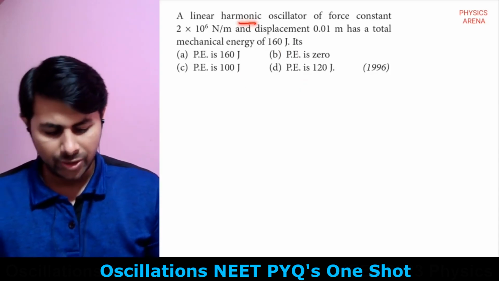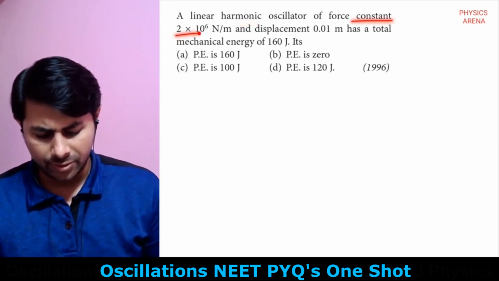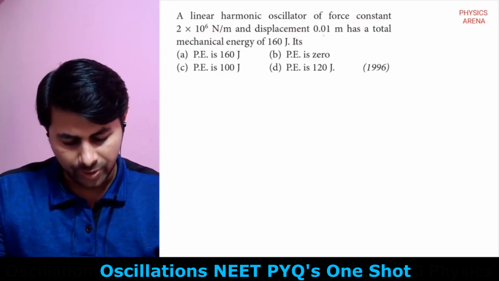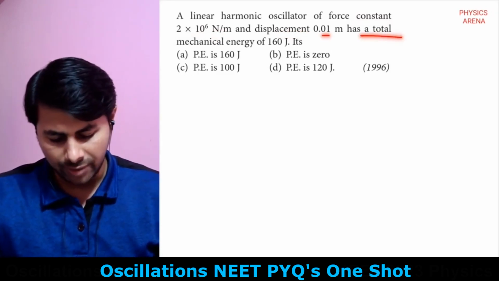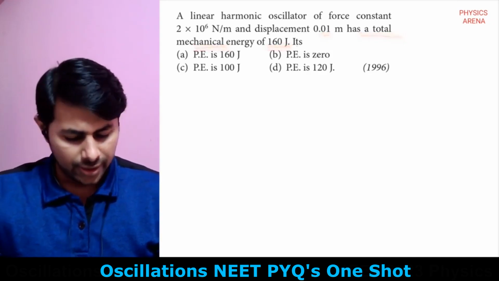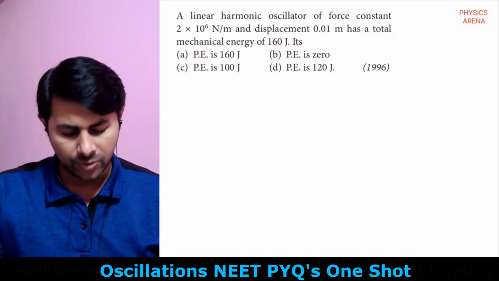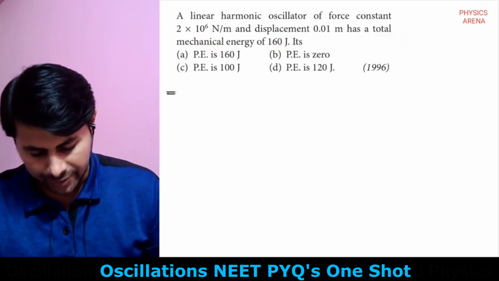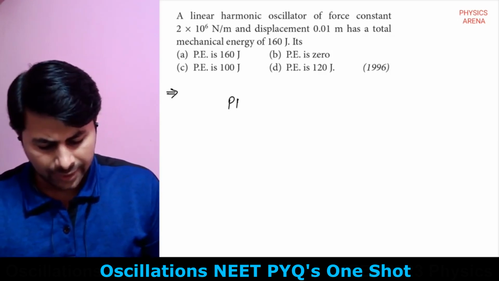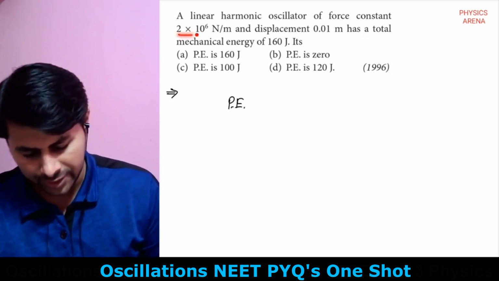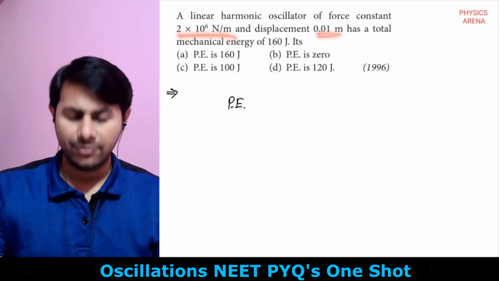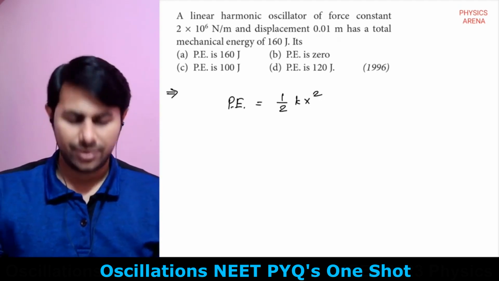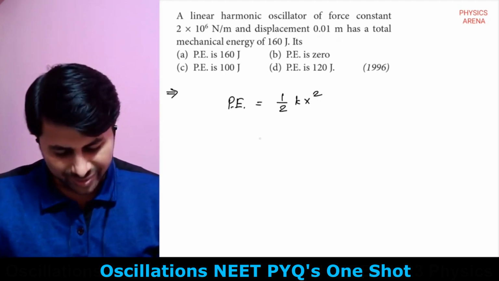A linear harmonic oscillator of force constant 2 multiplied by 10 raised to 6 newtons per meter and displacement 0.01 meter has a total mechanical energy of 160 joules. Its potential energy, we have to calculate, and it is simple, right? Force constant is given, displacement is given, potential energy is equal to half of k times x square. This is just a plug and play kind of problem.